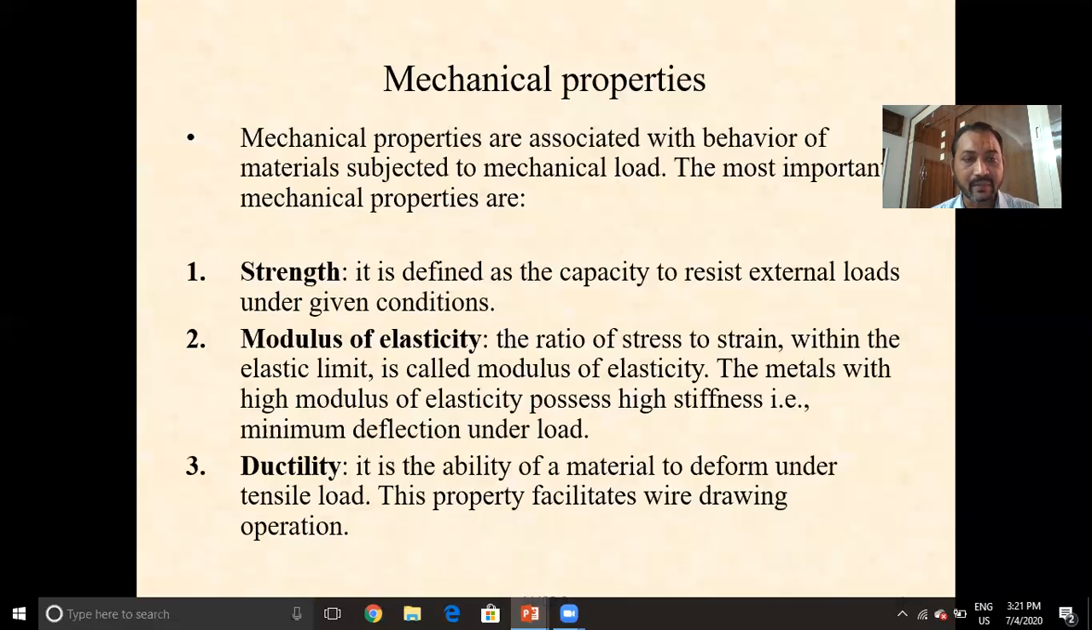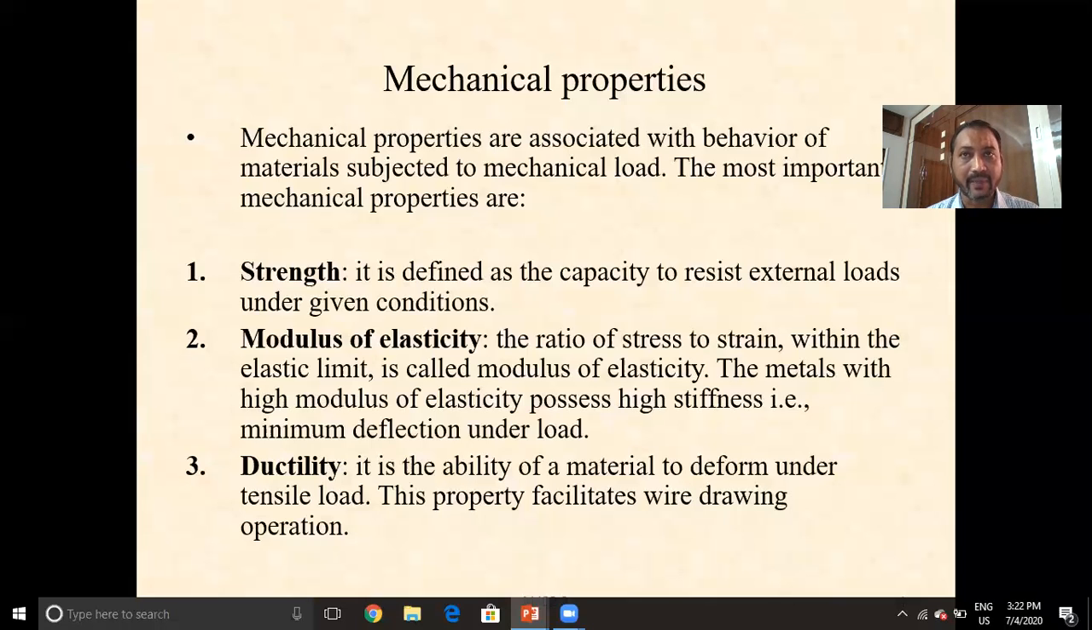Whenever this is applied, the most important condition is that the material must be strained within the elastic limit, because Hooke's law must be followed. Hooke's law is applicable only when the material is strained within the elastic limit. So that is the condition.